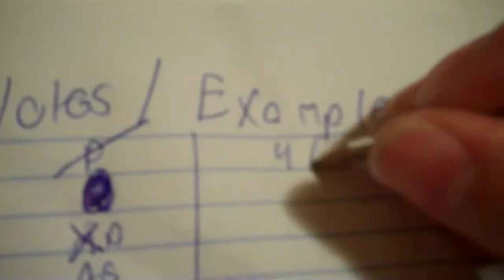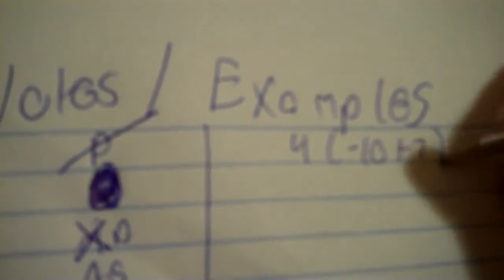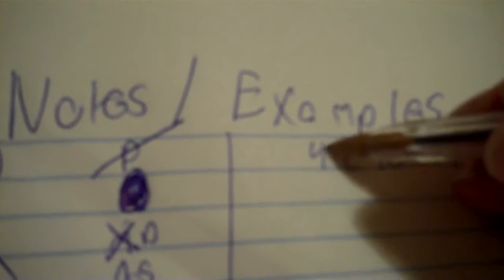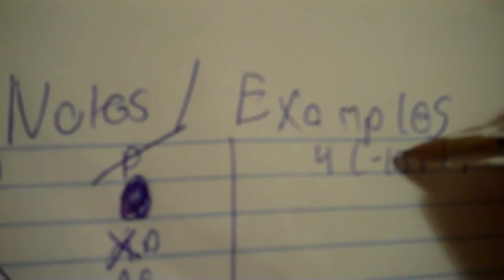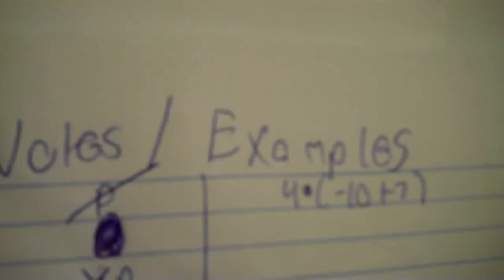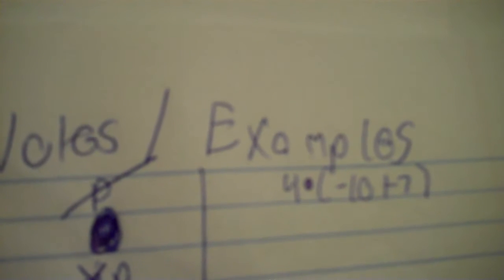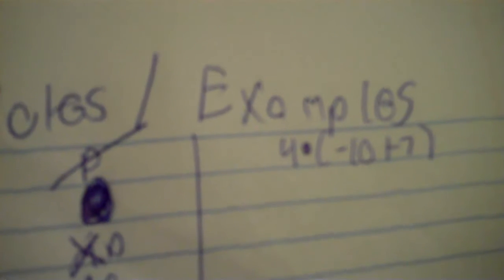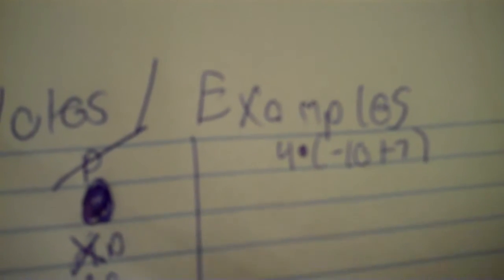Okay, 4, -10 plus 7. So between the 4 and the -10, that would be a multiplication sign. That's not a minus sign, okay? If you have a question whether that's a minus sign or not, you need to come ask me, okay? Because a minus and a negative is not the same thing, okay? So that's a -10. So between the 4 and the -10, we have multiplication. Between the -10 and the 7, we have addition. So please forget the E, okay?